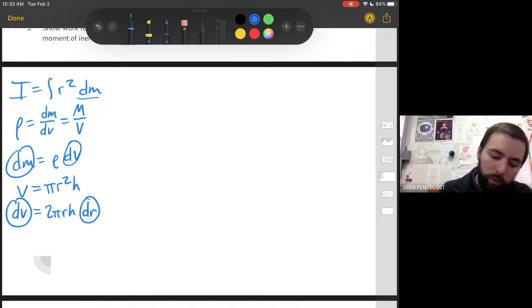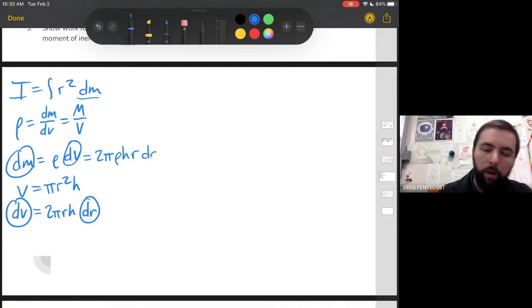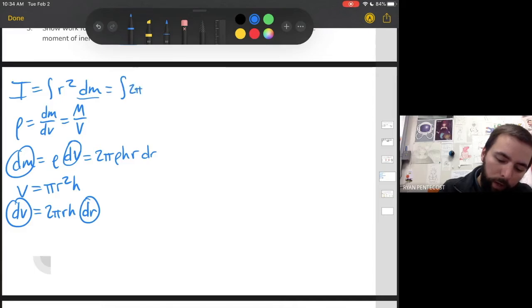So we will substitute all of this as rho. Actually, I'm going to keep all the constants out first: 2 pi rho h r dr. And we will substitute that in for our dm. So now we have the integral of 2 pi rho h, and now that r times r squared becomes r cubed dr.